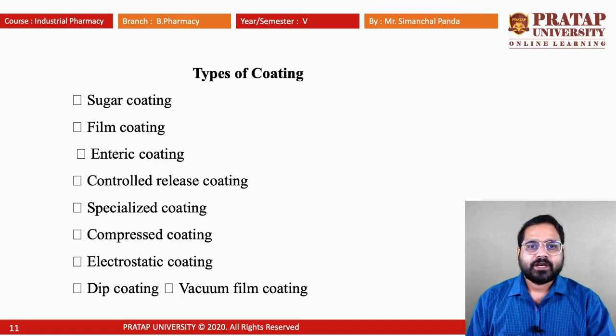So, there are different types of coatings we can classify: sugar coating, film coating, enteric coating, controlled release coating, specialized coating, compressed coating, electrostatic coating, dip coating, vacuum film coating. Among those, sugar coating and film coating are the basic ones, and the other coatings come under this category of coatings.